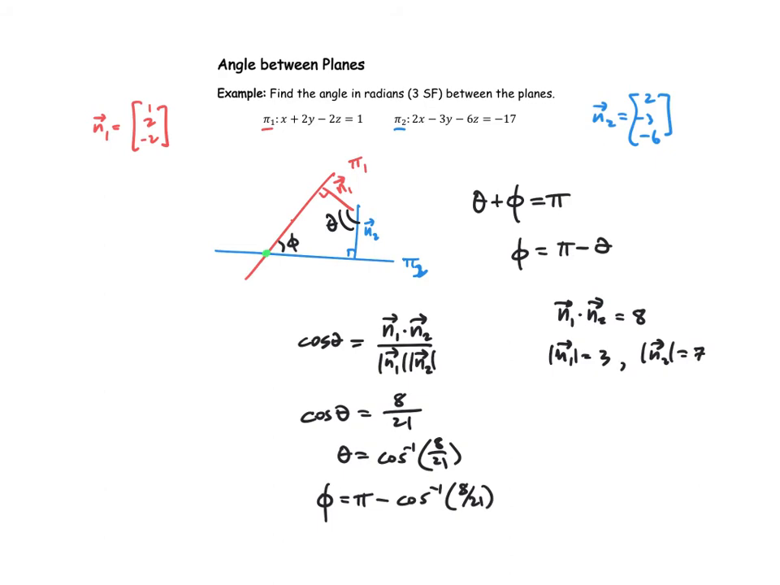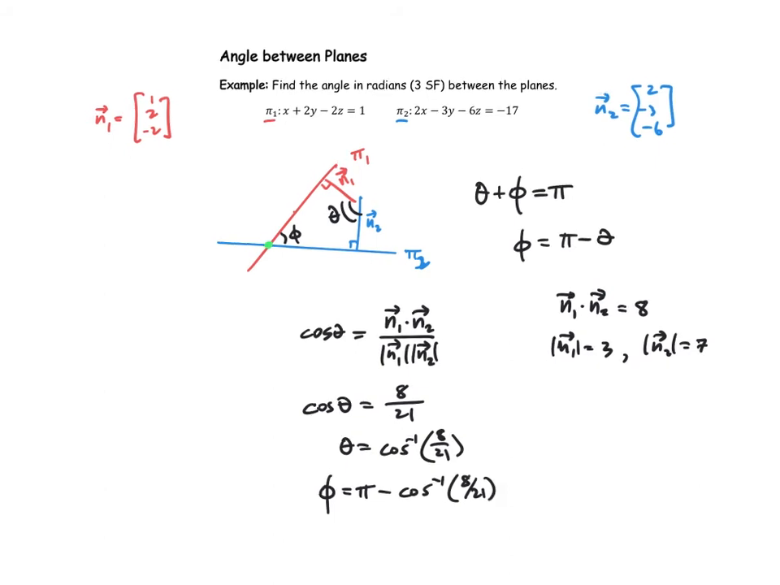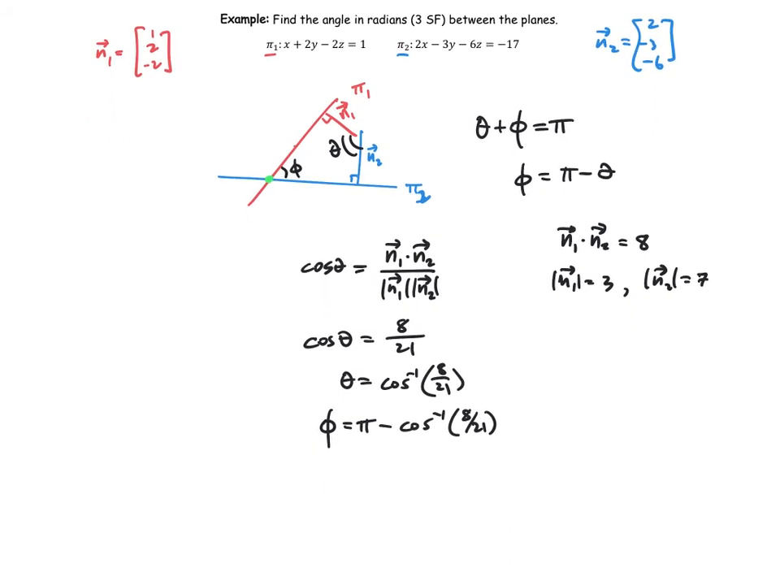Okay, so don't do any intermediate rounding. We want phi, the angle between the planes. The angle between the planes to three significant figures comes out to be 1.96 radians. All right, we use the normal to find the angle between the planes. Let's continue with the next example.